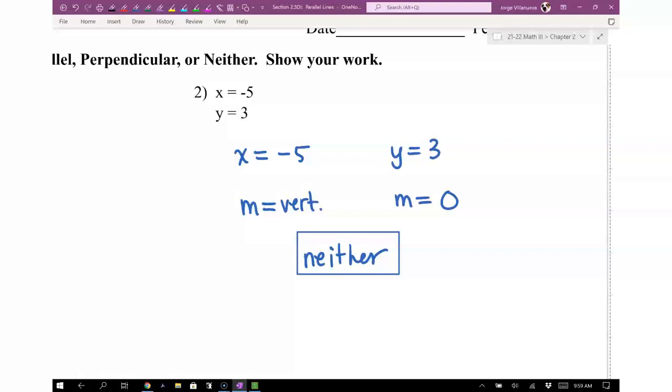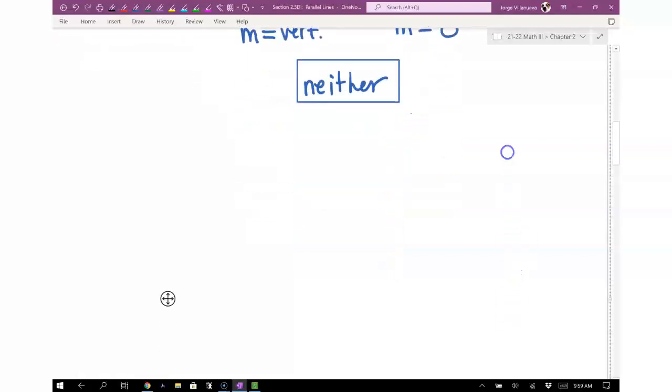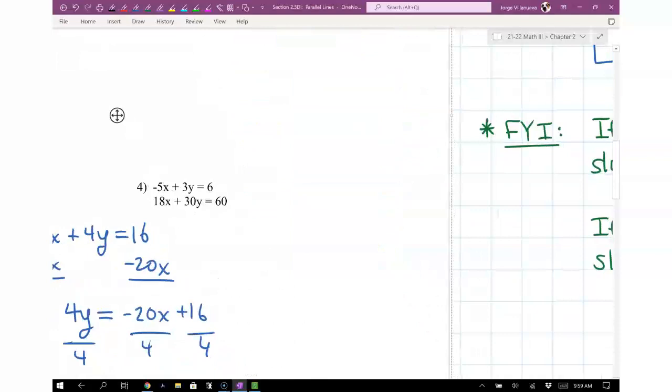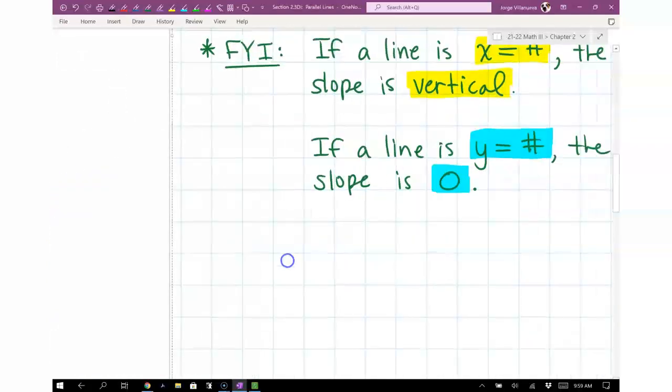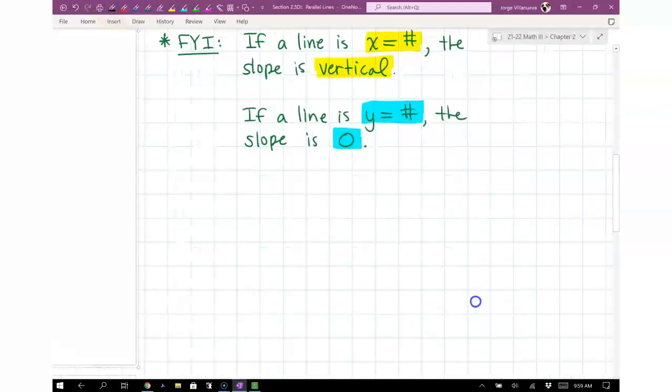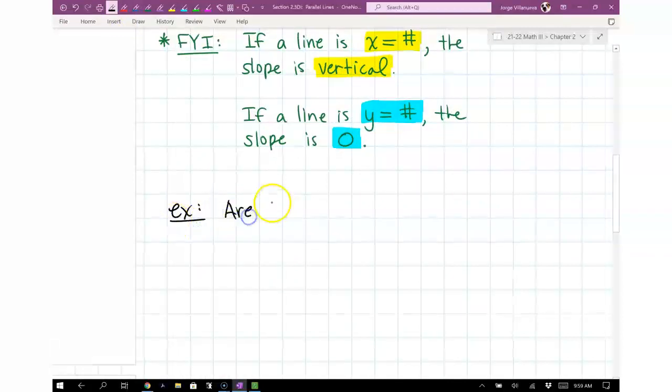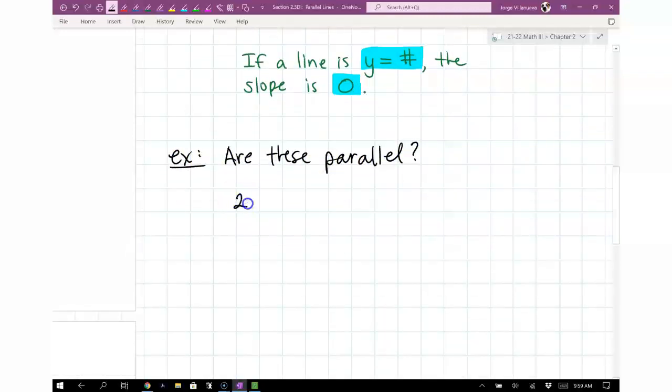Okay, now I want to give you guys a different example really quick, and then we'll move on. I know they gave us number 4, but I don't want to do number 4 for us. Let me just do one over here on the side, okay? I'm going to put, are these parallel? So we'll do 2x minus 3y equals 6. And we'll try 5x plus 2y equals 8.